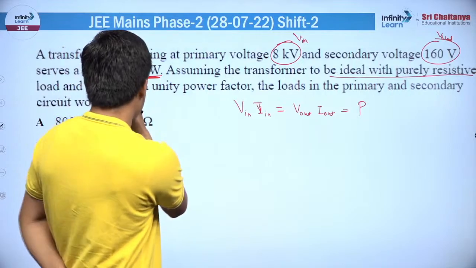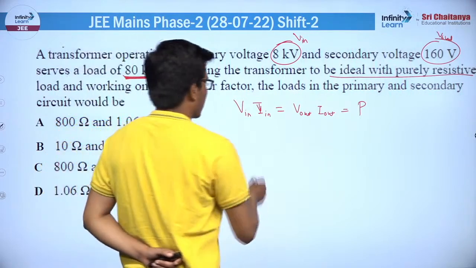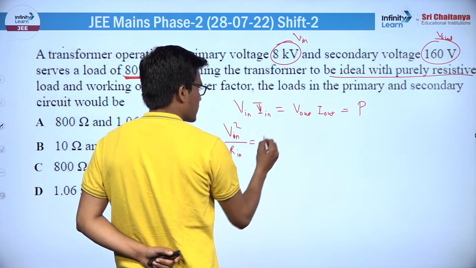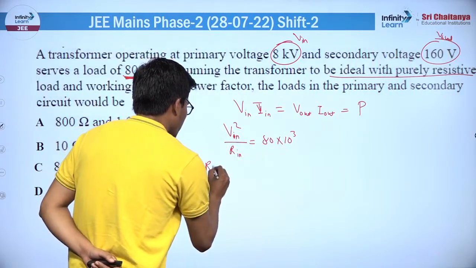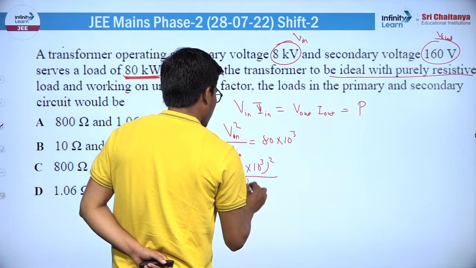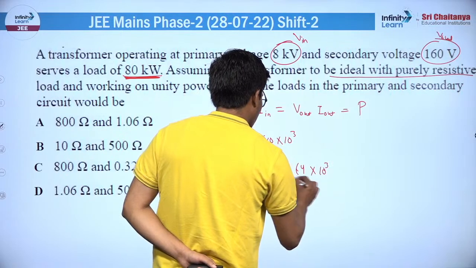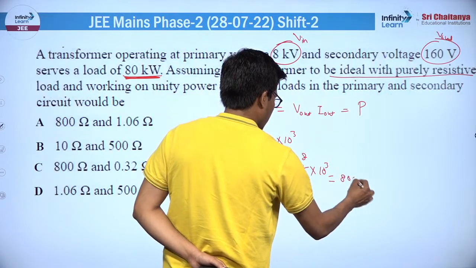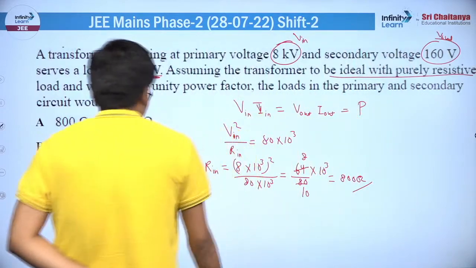You need to find the load in the primary and secondary circuit, meaning the resistance value. You know the voltage, so you can write V in square by R in is equal to P, which is given as 80 into 10 to the power 3, 80 kilowatt. So the input resistance is V in, that is 8 into 10 to the power 3, whole square, divided by 80 into 10 to the power 3. That is 64 into 10 to the power 3 divided by 80, which is 800 ohm. So the input resistance should be 800 ohm, which means A and C can be right.